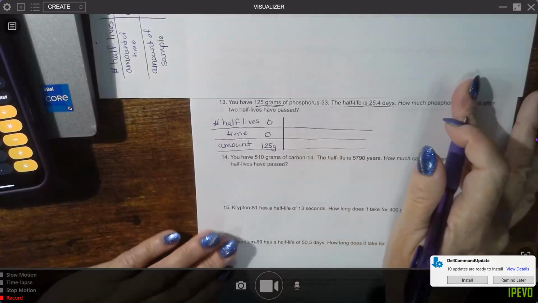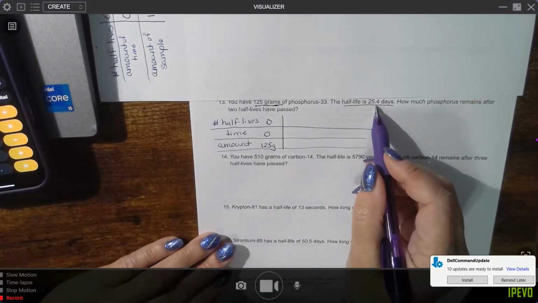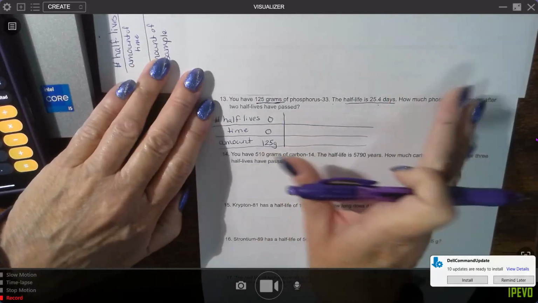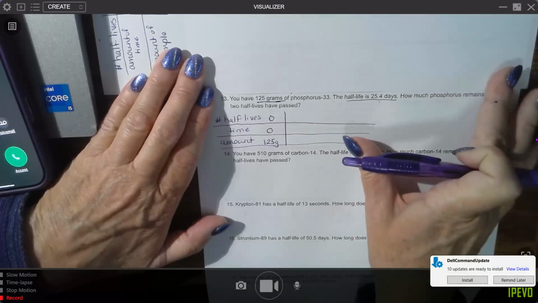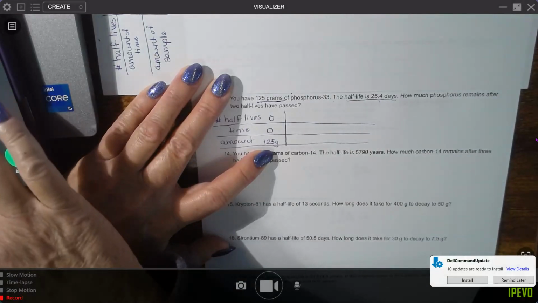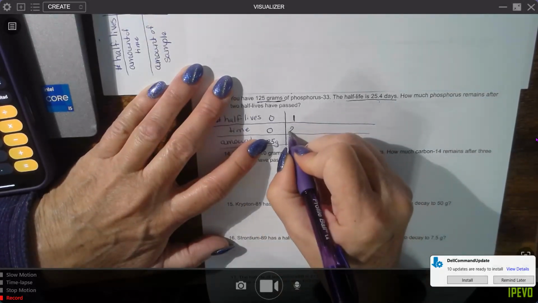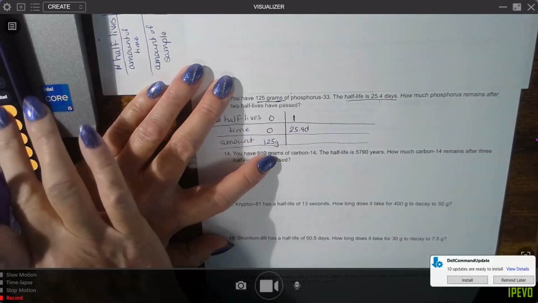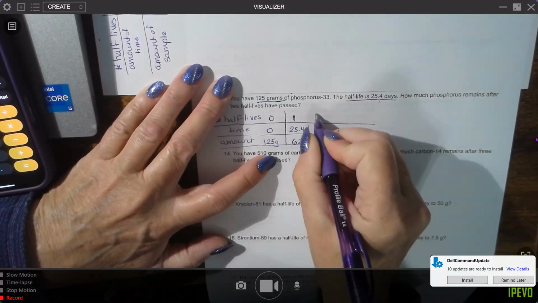Now, notice what it says. It doesn't really ask us how much time is needed, but we could go ahead and work the problem just like we have been. It's not going to hurt anything even if we get some extra information. So after 1 half-life, 25.4 days, we end up with, what is 125 divided by 2, is 62.5 grams.